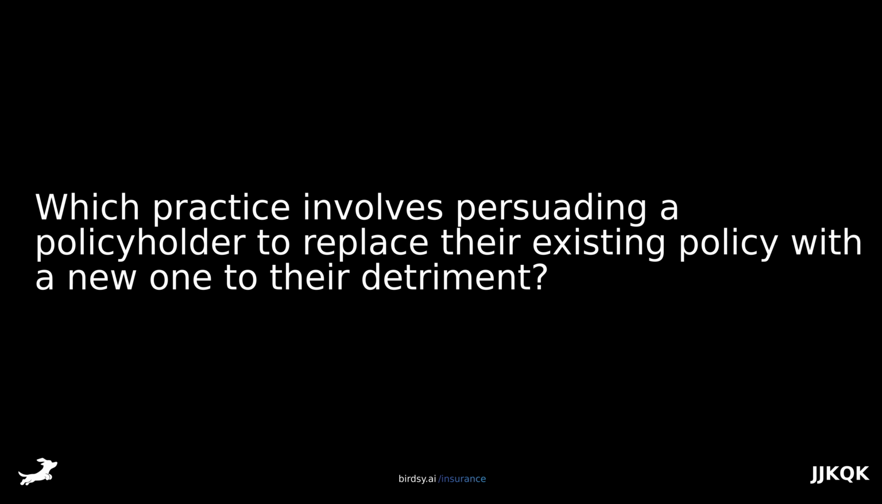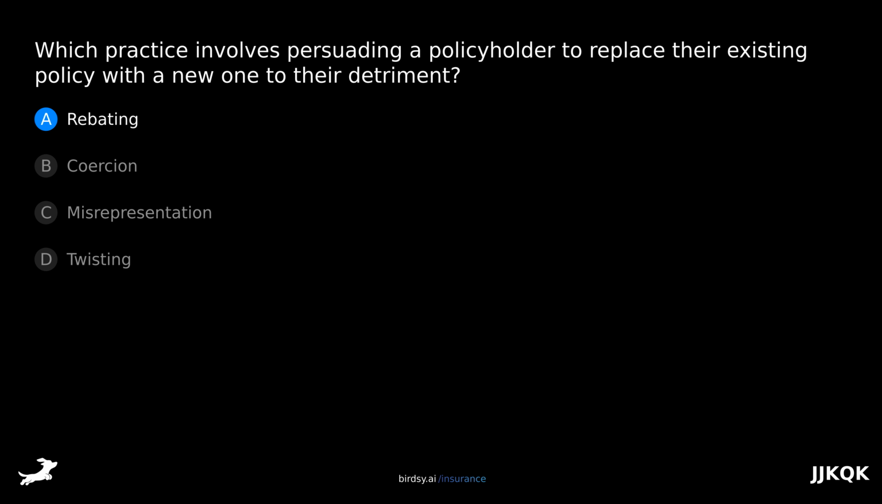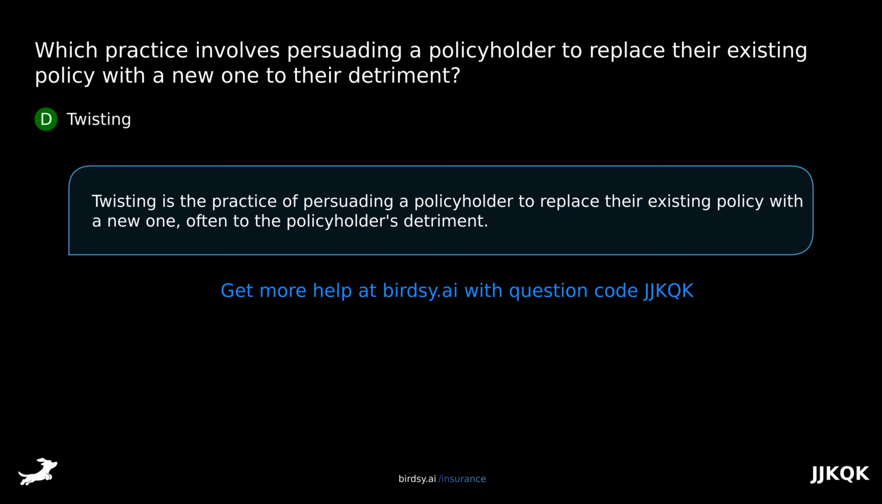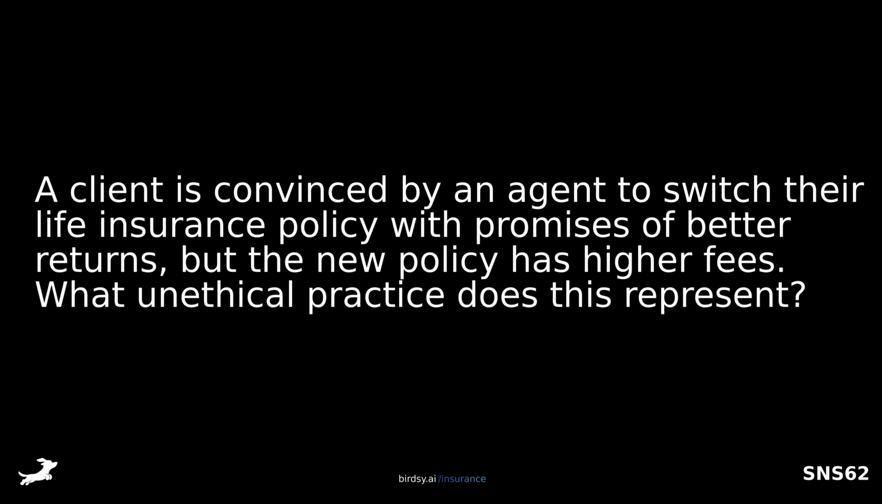Which practice involves persuading a policyholder to replace their existing policy with a new one to their detriment? Is it A, rebating, B, coercion, C, misrepresentation, or D, twisting? The answer is D, twisting. Twisting is the practice of persuading a policyholder to replace their existing policy with a new one, often to the policyholder's detriment.